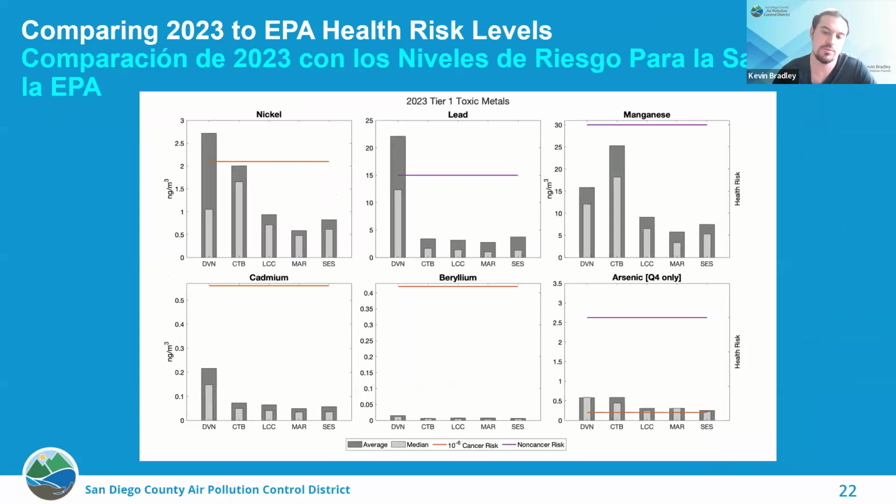Yeah. So that orange line, I'll restate the definition there. That level at that orange line is saying if 1 million people were exposed to this level for 70 years, you would expect one person to contract cancer from that exposure. So you can see that we don't exceed that. Besides nickel at Donovan, that's the only place where we're exceeding that on average. So what that tells us, it's not really a limit. It's just telling us that you would expect fewer than one person in 1 million to contract cancer.